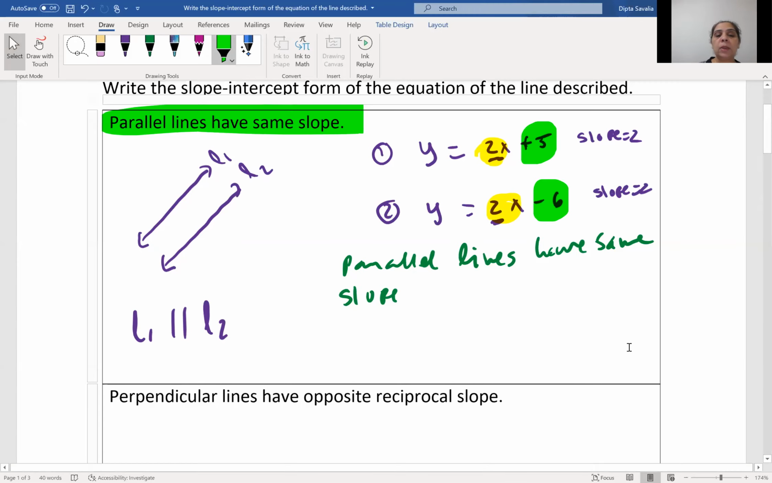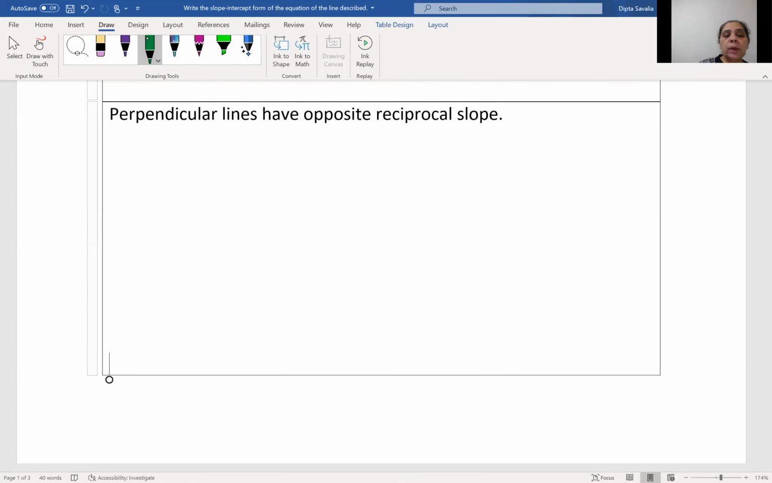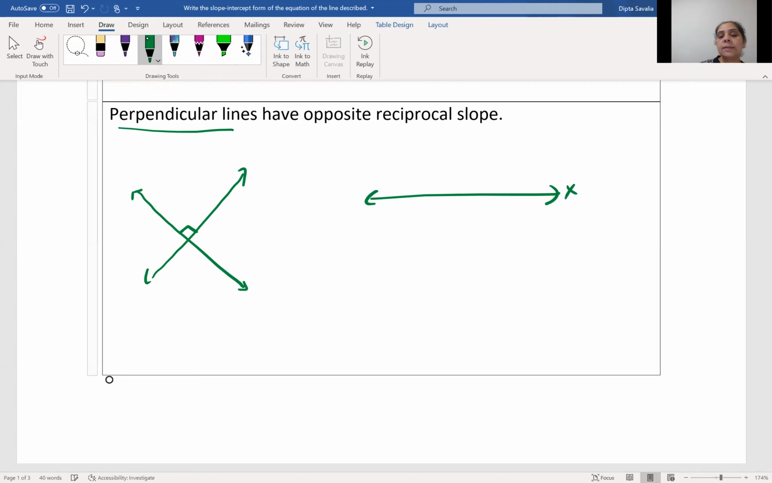All right, let's see perpendicular lines. Perpendicular lines mean they will intersect at 90 degrees. They will intersect, but there is a 90-degree angle here. So if you take the x-axis and here is the y-axis, they are perpendicular because they have 90 degrees. Any two lines intersecting at 90 degrees are perpendicular. So here we can say the slopes of perpendicular lines are opposite reciprocals.